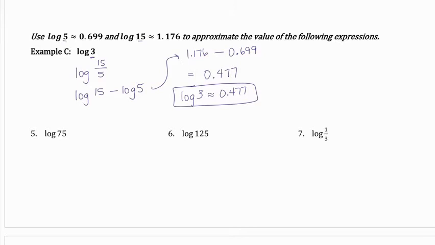Okay, so do the same thing on the other 3. Remember, think about what operation you can do with the 5 and the 15 to get 75. What can you do with a 5 or a 15 to get 125? And what can you do with 5 and 15 to get 1/3? I will also give you a hint here. You don't necessarily have to use both the 5 and the 15. You might be able to do it using just one of those numbers. So think about that too.